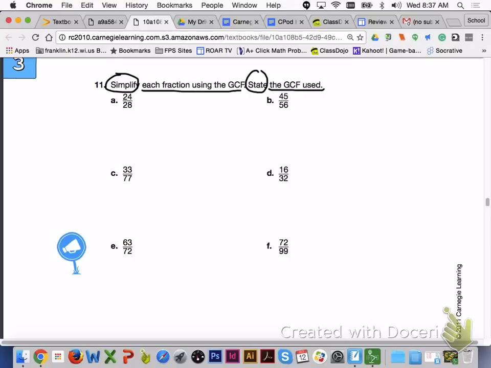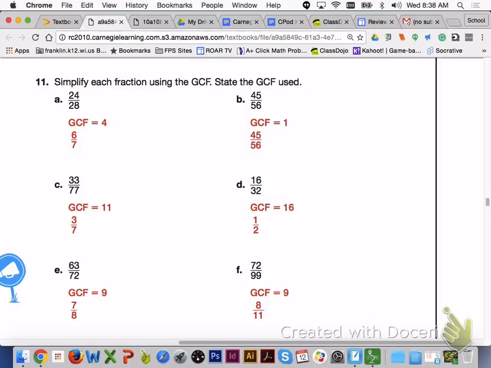Answer number 11, letters A through F with your group members. Letter A, your GCF is 4, your fraction is 6/7. B, GCF is 1, 45/56. Letter C, your GCF is 11, 3/7. Letter D, GCF is 16, 1/2. Letter E, GCF is 9, 7/8. And for letter F, your GCF is 9, 8/11.